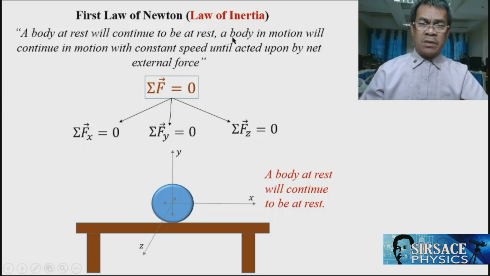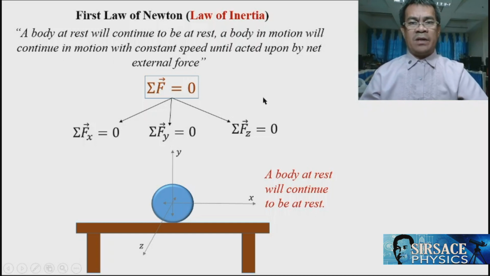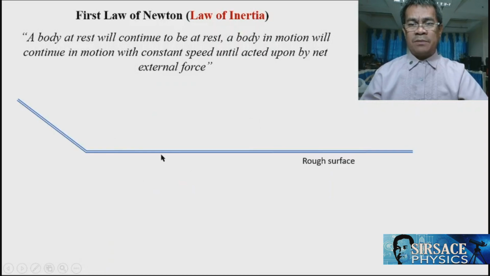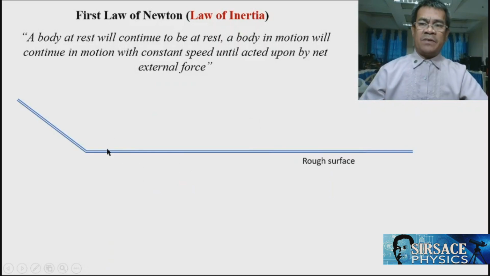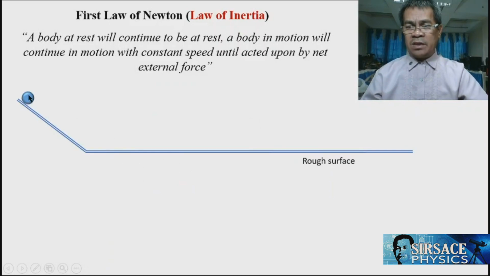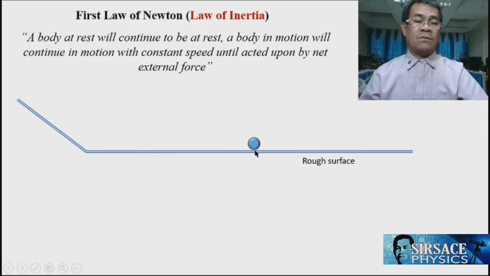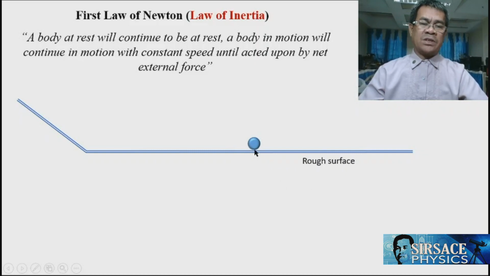In the next statement, a body in motion will continue in motion with constant speed unless acted upon by a net external force. If we consider a rough surface and place an object on the upper end of the inclined plane, then release it, the object will stop at a certain point. Why? Galileo said it's because of the opposing force called friction.